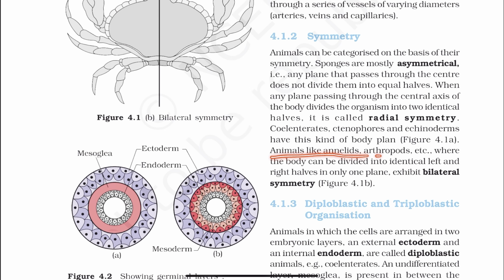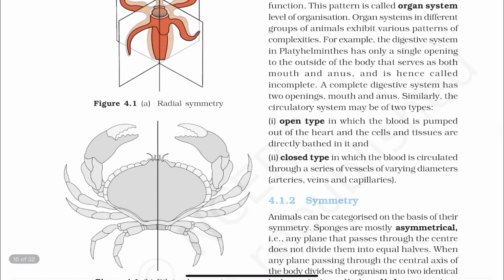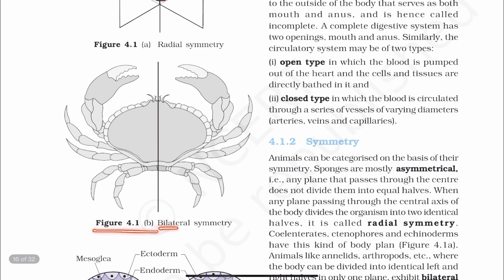Animals like annelids and arthropods, etc., where the body can be divided into identical left and right halves in only one plane, exhibit bilateral symmetry. Figure 4.1b Bilateral symmetry.